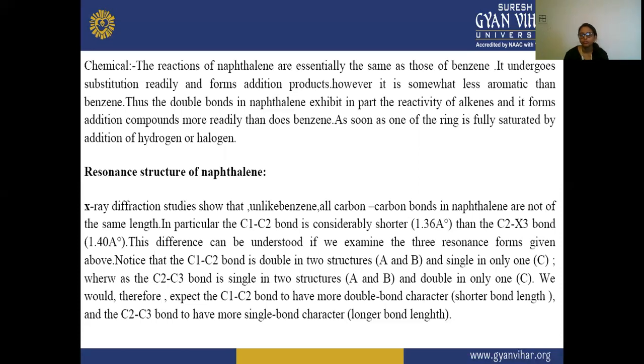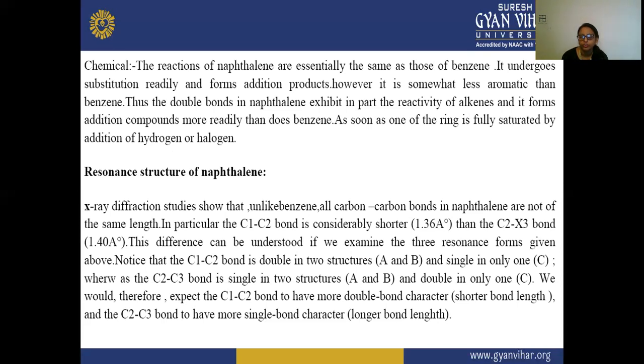So the chemical property of naphthalene is that its reactions are the same as those of benzene. It also undergoes substitution and gives addition products, but it is less aromatic than benzene. The double bonds present in naphthalene exhibit part of the reactivity of alkenes, and it forms addition compounds more readily than does benzene, once the ring is fully saturated by the addition of hydrogen or halogen.